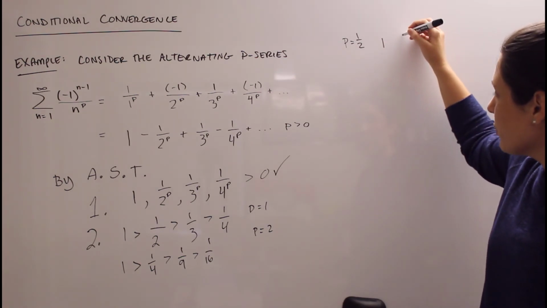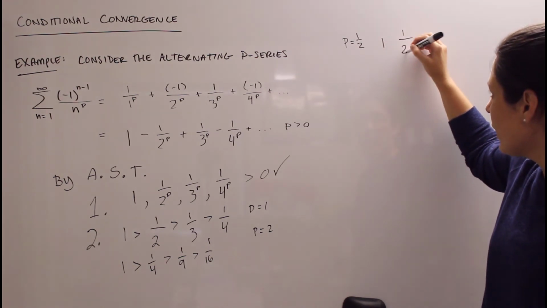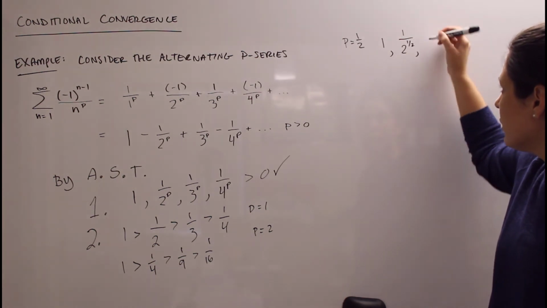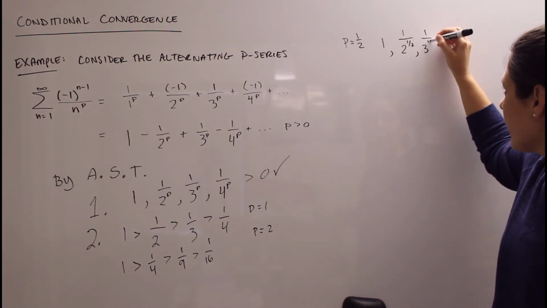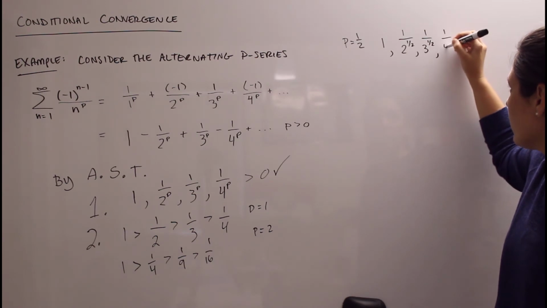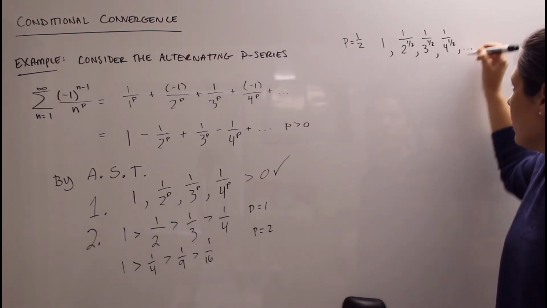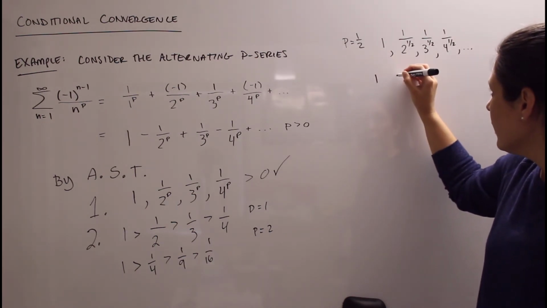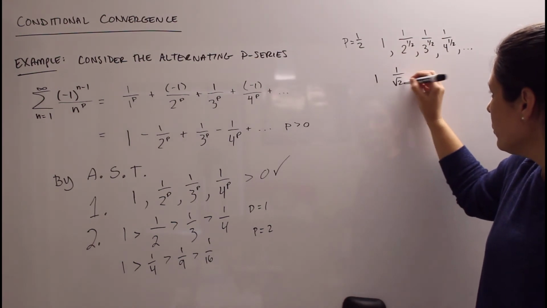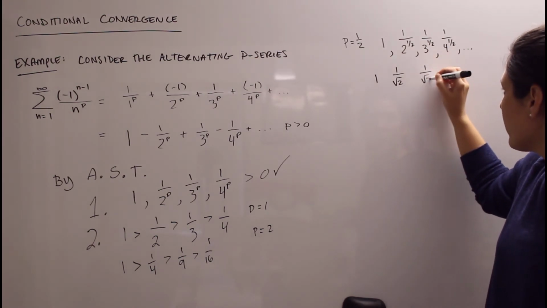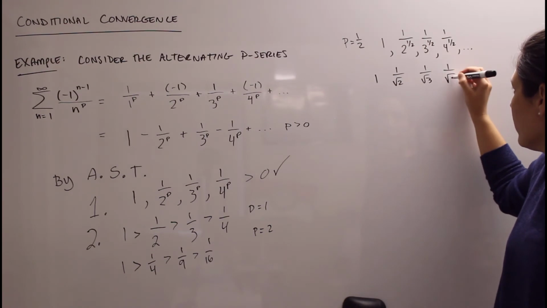My second term is 2 to the, I'll write it in steps, 2 to the 1/2. The next term is 3 to the 1/2 on bottom, 4 to the 1/2 on bottom, and so on. So that looks like 1. This is square root 2. This is square root 3 on bottom. This is square root 4.